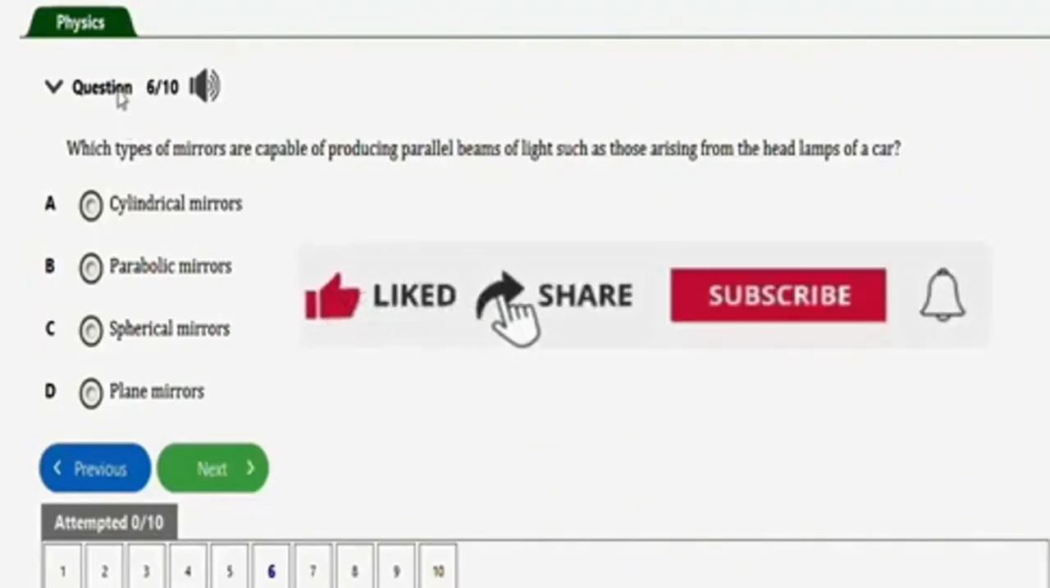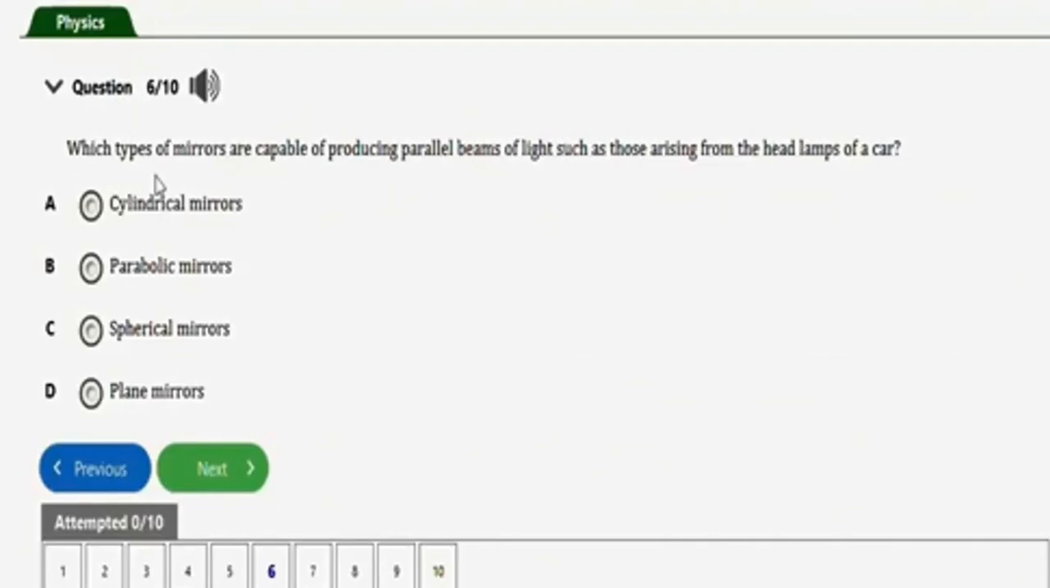So this question says, which types of mirrors are capable of producing parallel beams of light, such as those arising from the headlamp of a car? So we have cylindrical mirrors, parabolic mirrors, spherical mirrors, plane mirrors. So the correct option here is option B, which is parabolic mirrors. Okay, so let's go to the next repeated question, which is this one.